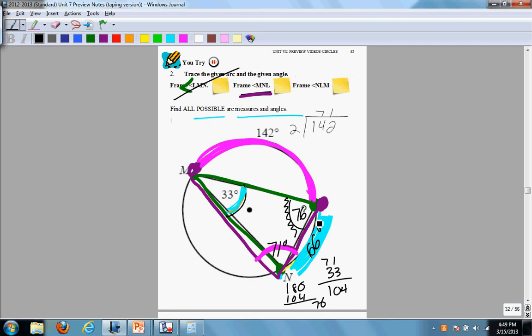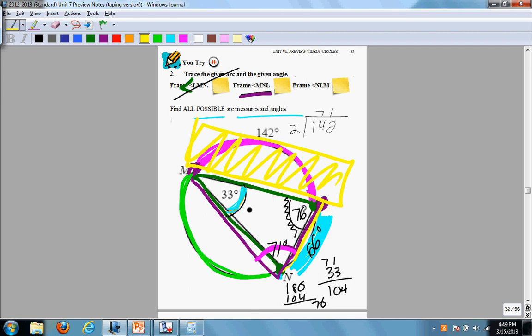Now the last thing I want you to do, notice we have three angles. We're still missing this arc back here. This arc here, we're missing. So I would like you to frame that 76. Frame. Put your post-its like so. You have one post-it here. Put one post-it here. Frame that up.